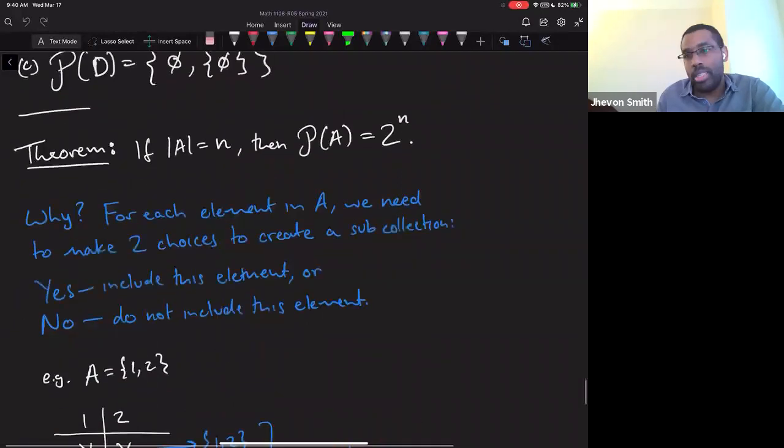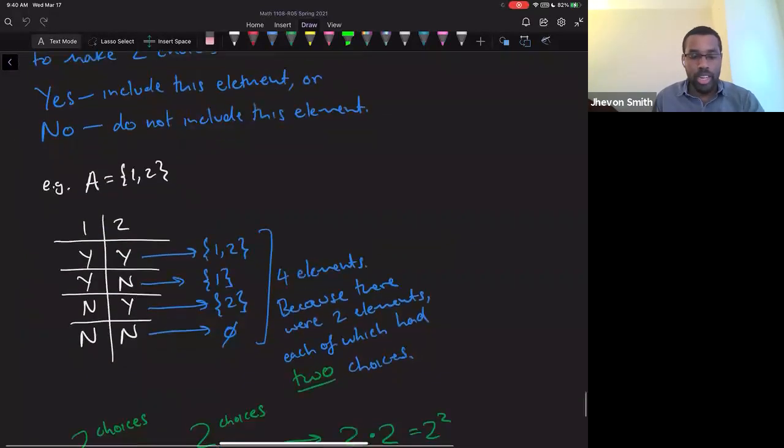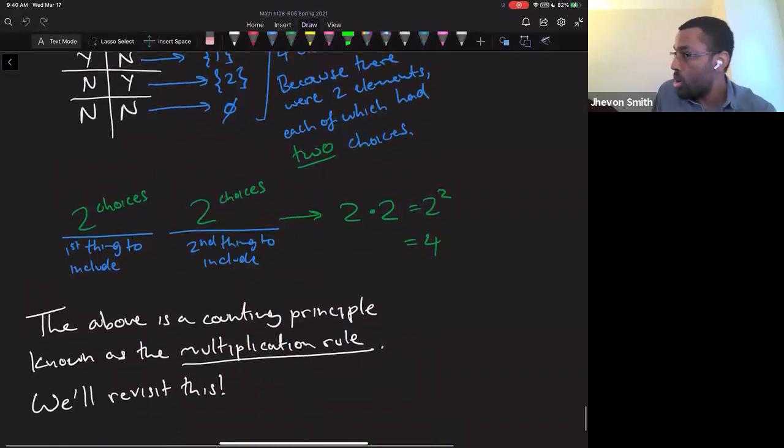We found some of the power sets. We looked at the size of the power sets. We know that if we have a finite set with n elements, the power set of such a thing is going to have 2 to the n elements. And the reason for this was something called the multiplication rule, which we'll talk about more next week. We're not going to talk about that much right now, but that's the idea.